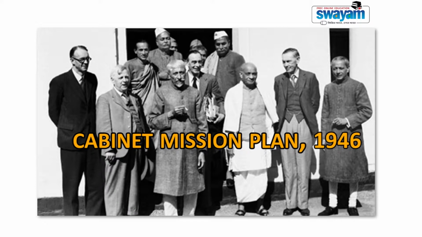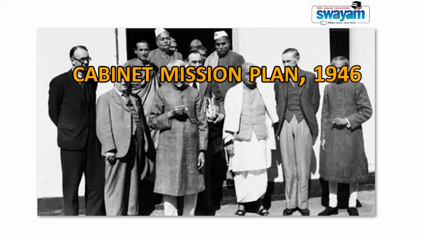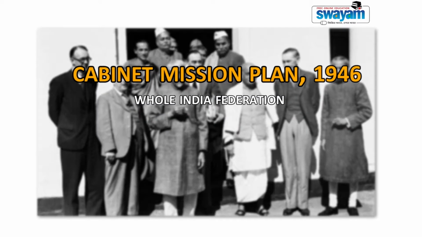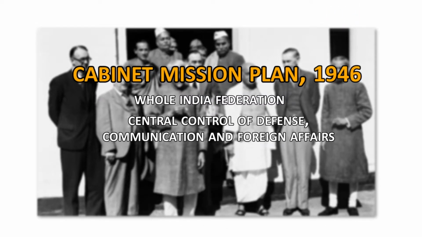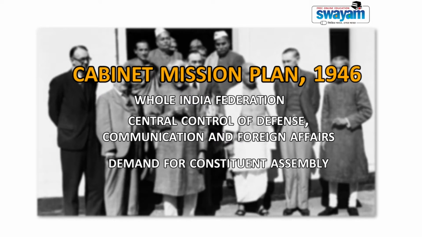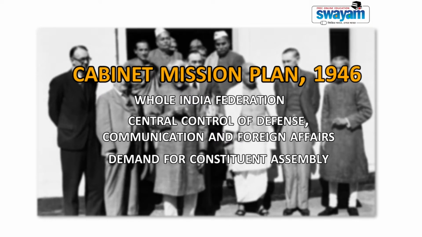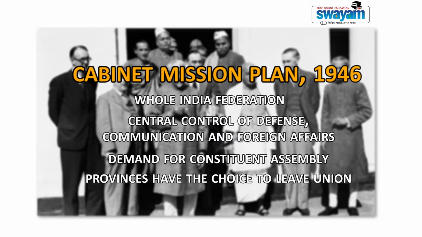The main recommendations of this Cabinet Mission were that there should be a whole India Federation, including states as well as provinces. The Centre should have control over defense, communication and foreign affairs. There was a demand for a Constituent Assembly once again. Another recommendation of this mission was that the provinces have the right to leave if they like so in the future.